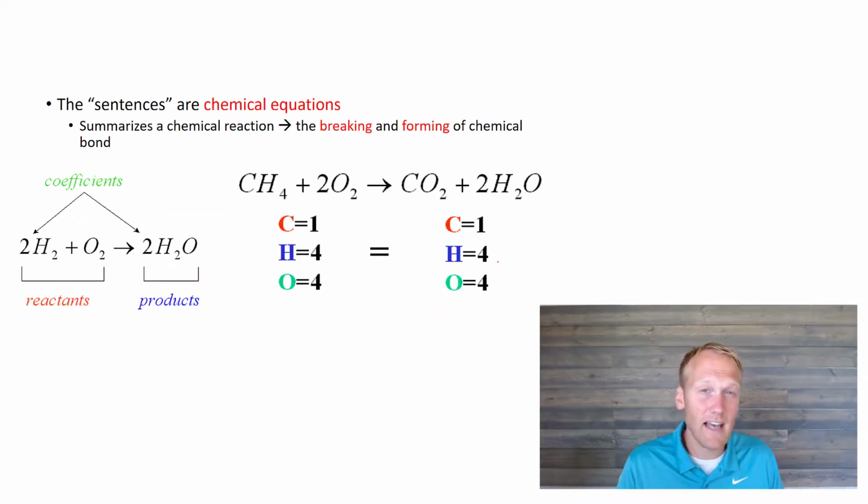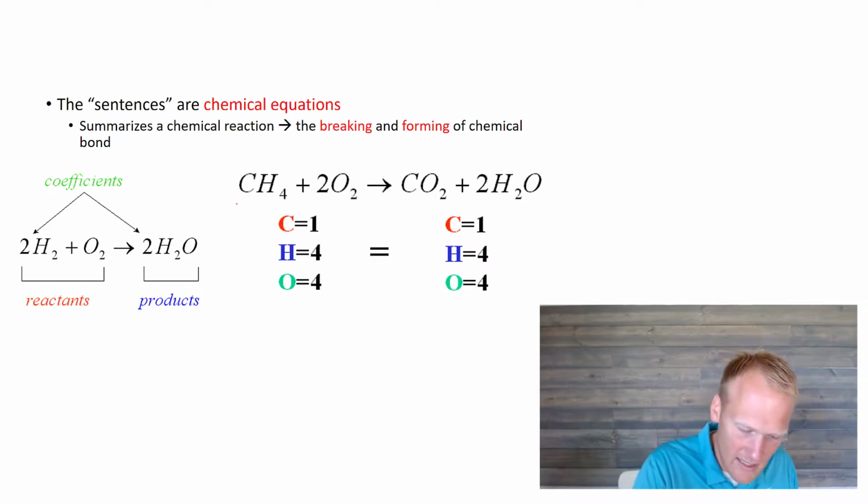Now that we have the letters and the words, we can start putting them together in the form of a sentence or a chemical equation. We tell the reactants that we're starting with and then the products that we finish with. And we'd get something that looks like this.